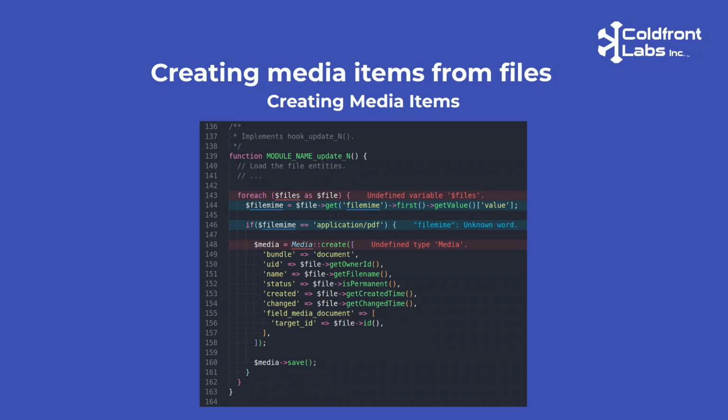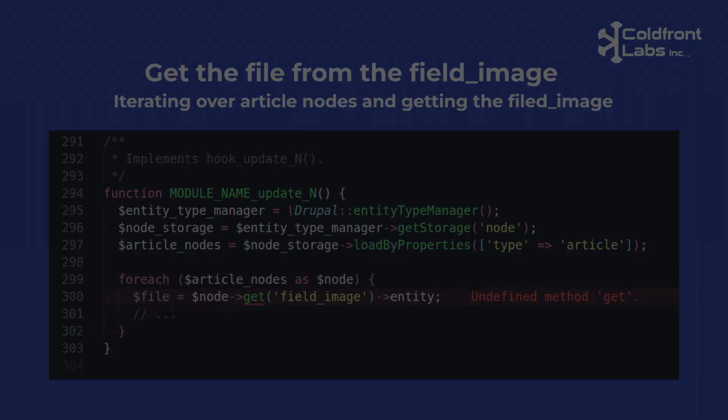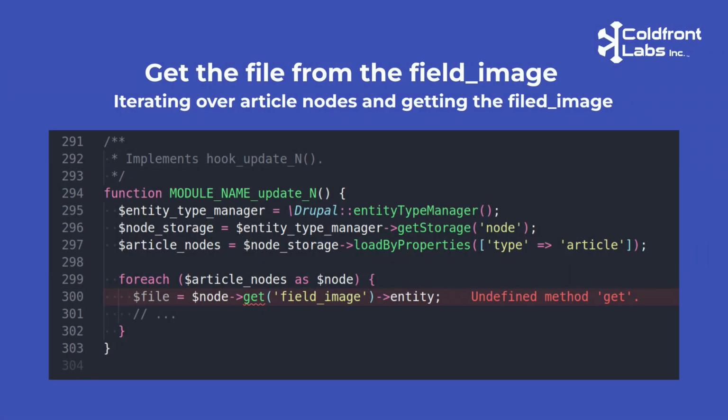So if you can see here, we do if file MIME is equal to application PDF, and then we create the media item. The bundle is going to be the media type, so in this case document, and then we take the information from the file and add it in there. And then you can see we have the field inside of the media item called field media document, where we point to the file ID. And then we can use that later to decide which media item we want to use when updating the field.